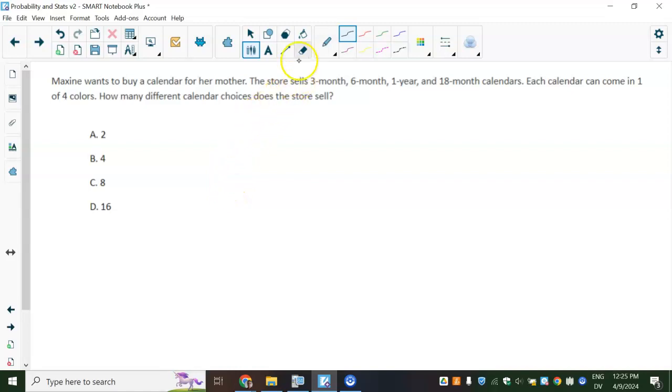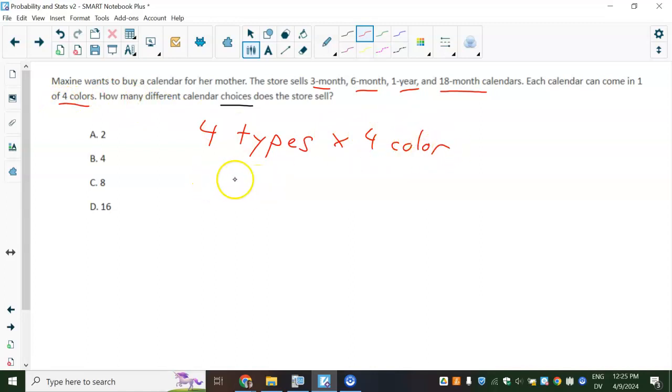Okay, so basically this is counting principle because it's how many different calendars. So basically we've got 4 types of calendars based on the length. And then for each type, they come in 4 different colors. So it's basically 4 types times 4 colors for each type, which means there's 16 possible calendars.